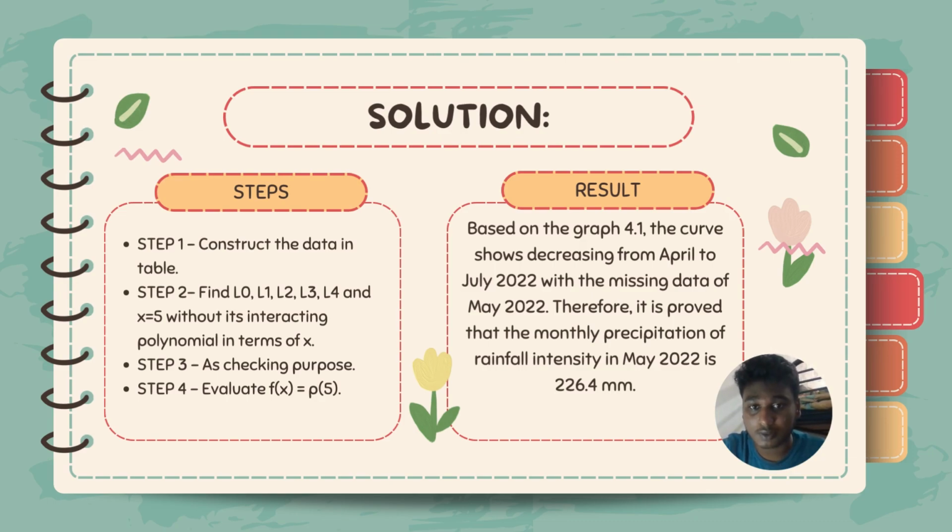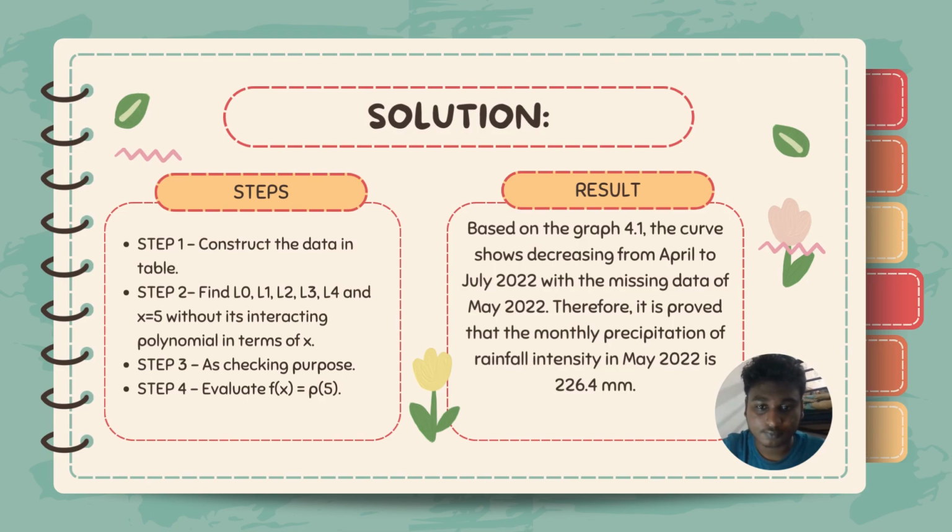Okay, so the result, based on graph 4.1, shows the curve decreasing from April to July 2022, which is with the missing data of May 2022. Therefore, it proves that the monthly precipitation of rainfall intensity in May 2022 is 226.4. We already proved that, as we see on the graph, the curve is decreasing, so the value should be between April and June.